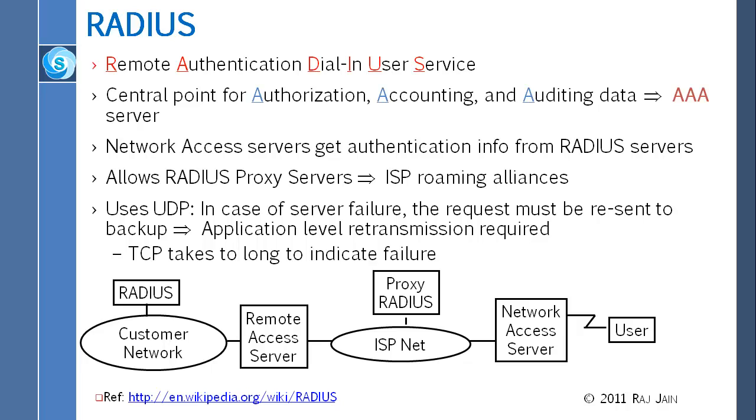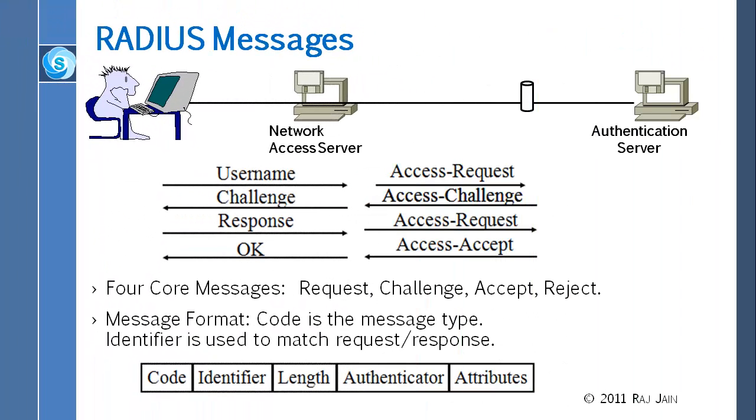Another point on the slide is that it uses UDP. Since it uses UDP, there are several conditions that it has to handle by itself, such as retransmissions, and so on. They didn't want to use TCP because they didn't want to take that long. Whenever things are time sensitive, just like multimedia, they use UDP. And so RADIUS uses UDP. And it's very simple.